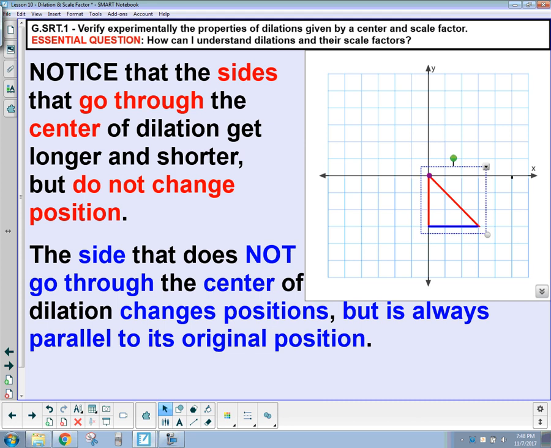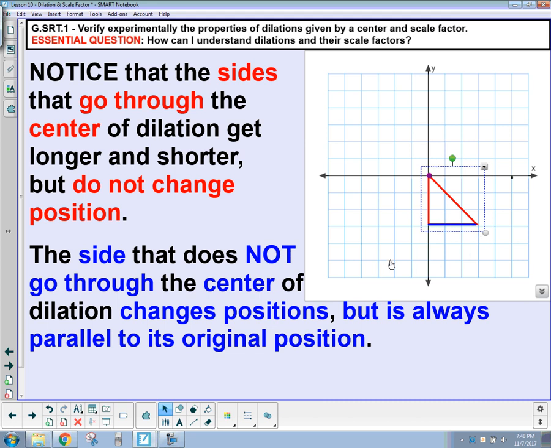If we scaled it up, notice the sides did not move, they just got longer. But this blue line, notice it, it's moving, isn't it? This blue line's not going through the center of dilation, so it's going to move. And as we get smaller, notice, again, it moved, but these red lines just get shorter. They're still kind of in the same spot. You could say that blue line, whenever you dilate it, is always going to be parallel to the original.